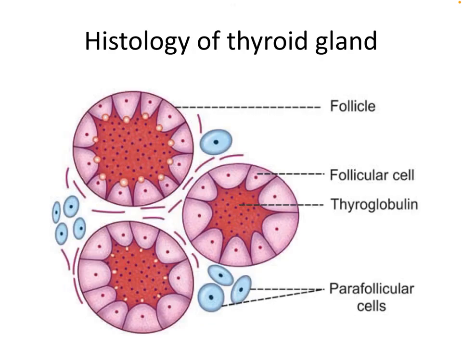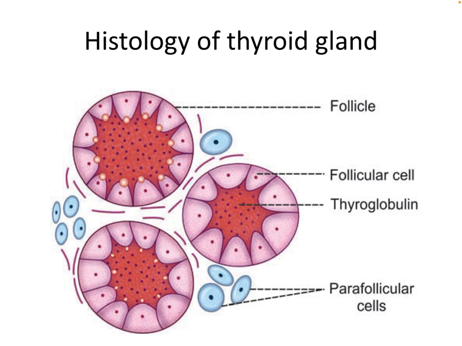Next is about the histology of thyroid gland. Thyroid gland is composed of a large number of closed follicles. These follicles are lined with cuboidal epithelial cells, which are called the follicular cells. The follicular cavity is filled with a colloidal substance known as thyroglobulin, which is secreted by the follicular cells.